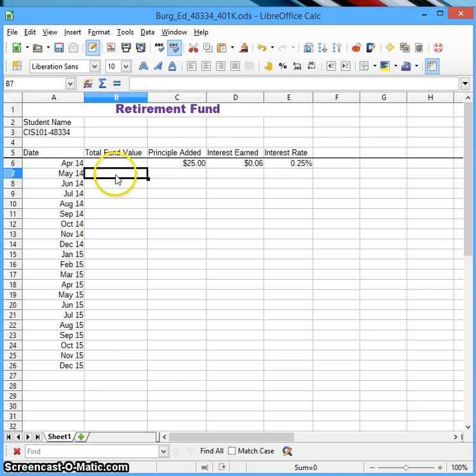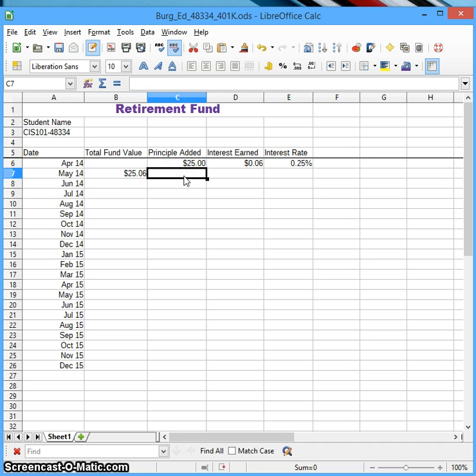All right. For the next month, the total fund value is going to be equal to whatever we started with plus whatever we added plus whatever we earned. So it's going to be equal to B plus C plus D. Okay. So now we start out with $25.06.